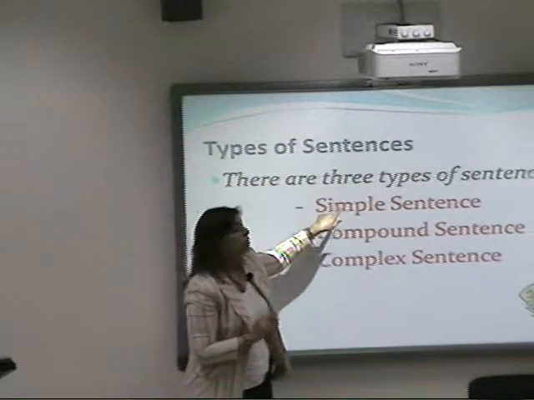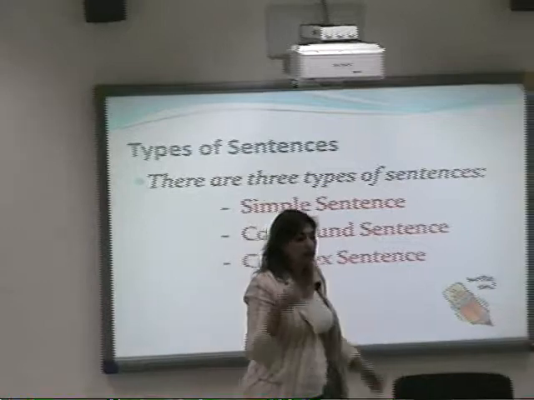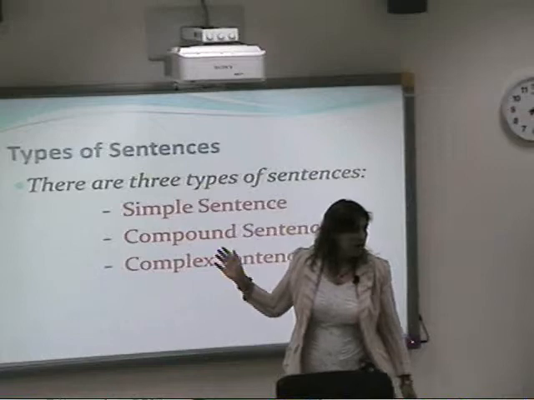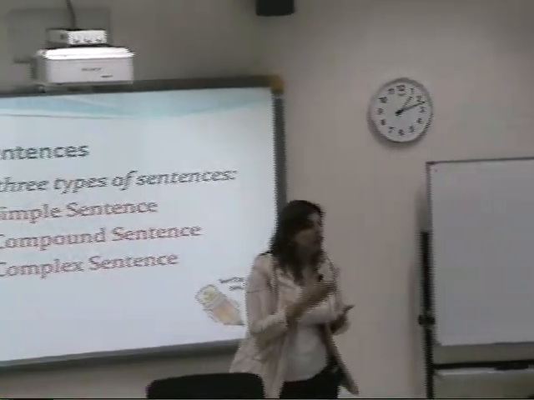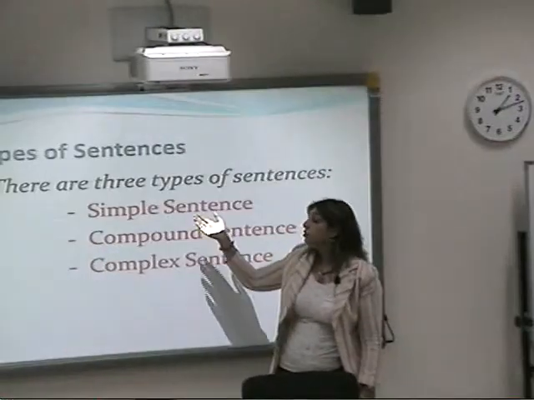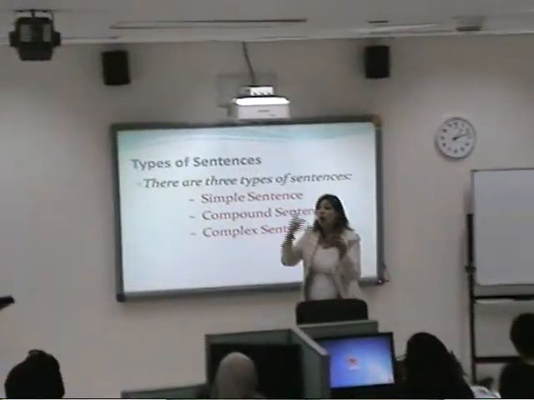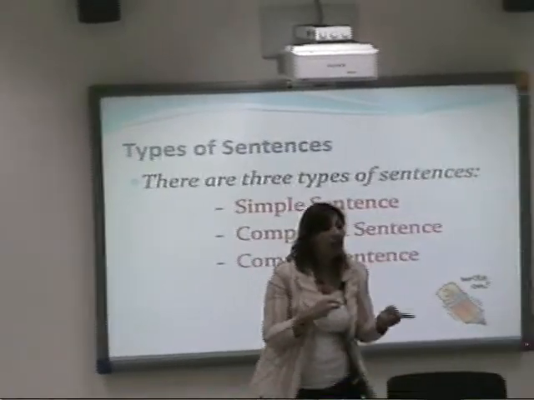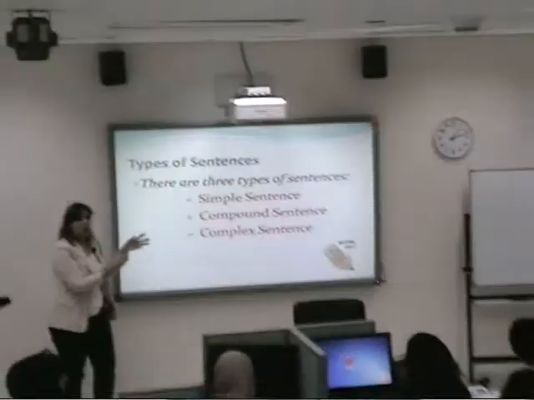So we have three types of sentences. Why are we revising this? Again, we're revising, refreshing your mind. I know you have studied this, but we are revising it. Why? Because we need to start writing effectively. So in order to write effectively, you need to use a variety of sentences in your writing. You can't write a whole paragraph with only simple sentences, or a whole essay using only compound sentences. You need to use a variety of sentences.